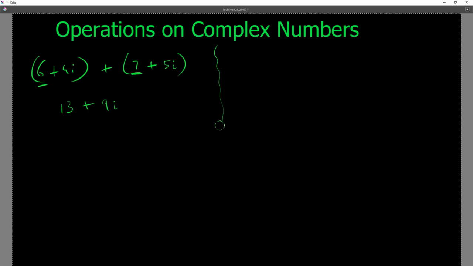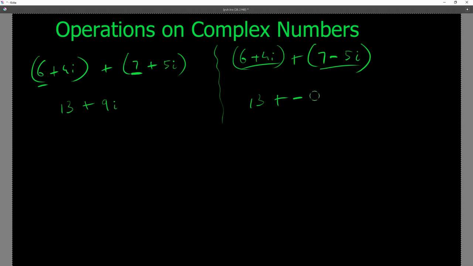I want to do another one with a negative so you guys can see. So I have 6 plus 4i plus 7 minus 5i. Okay, so this is a complex number. This is another complex number. So when you add them, you add the real parts. That gives you 13. And here you have 4i minus 5i gives you negative i. Okay, so that is the final complex number.